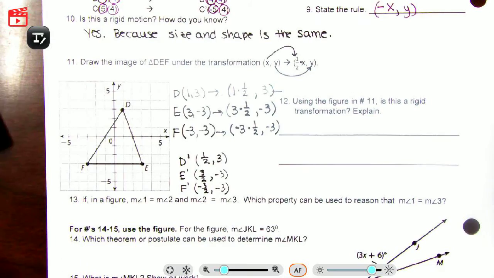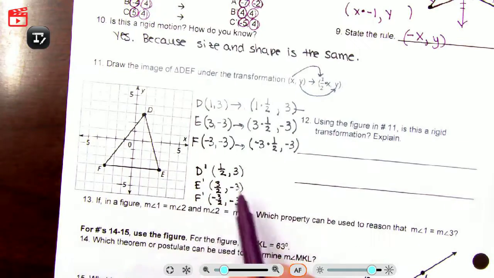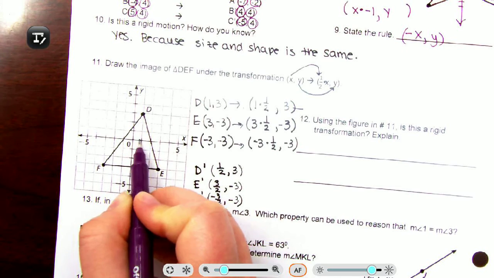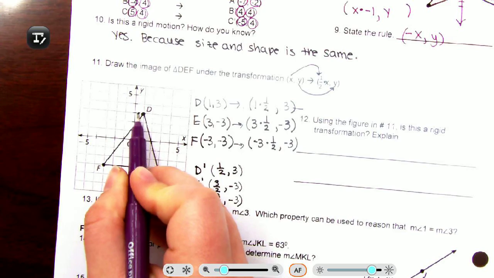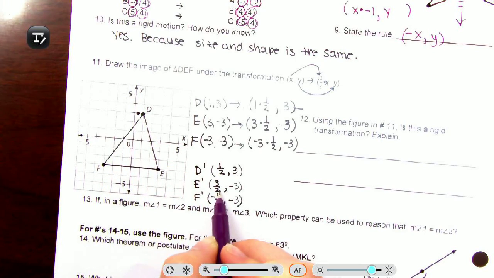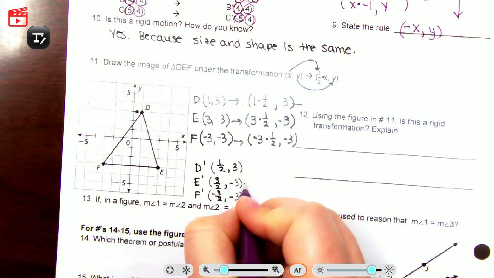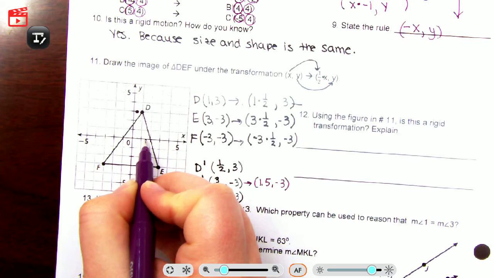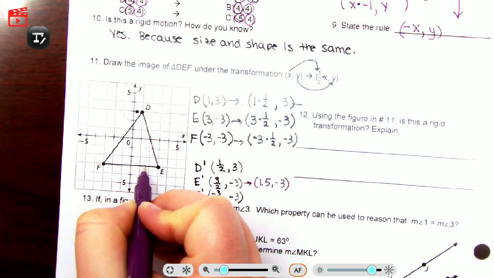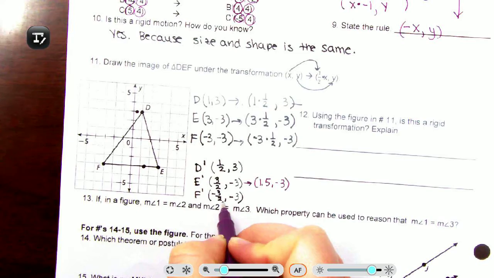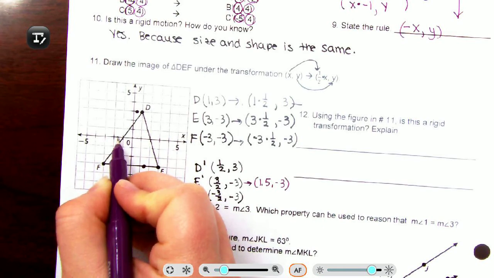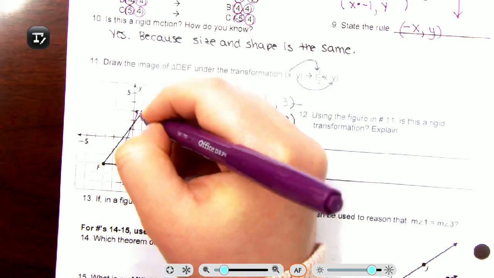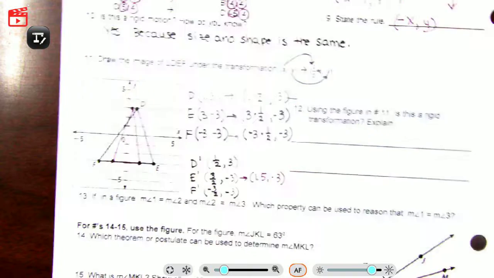So it doesn't tell you, oh, it does. It just says draw the image. So we're gonna plot these points. So positive 1/2, up 3. 1, 2, 3. We're here. Then we're saying 3/2. 3/2 is the same thing as 1.5. So we're saying 1.5, 1 and a little bit, and we go down 3. 1, 2, 3. Then we're saying negative 1 and a little bit, 1.5, and we're down 3. So here's our image. Again, this is after the transformation has happened.